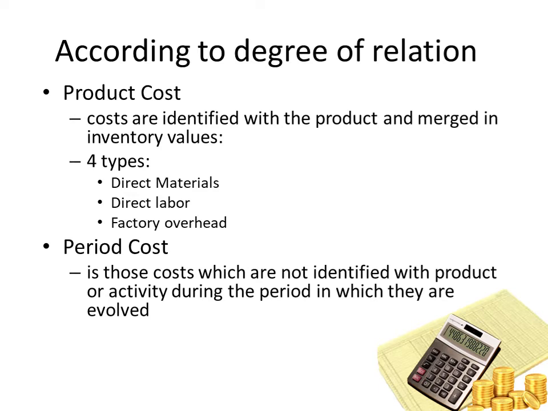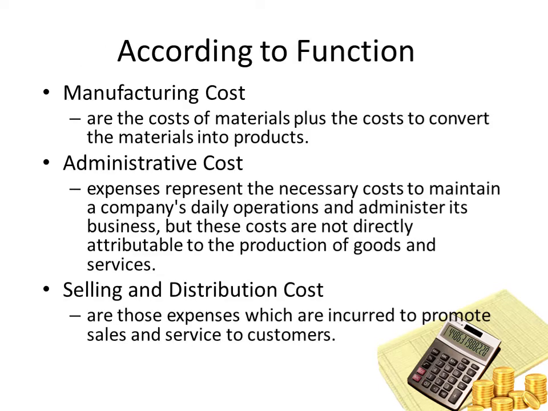Like for example, water bills. If you are into baking, that could be product cost because you would put water into it. But sometimes, even if you're not using the water because there are fixed charges, it becomes period cost because despite there's no production, you still incur the cost.